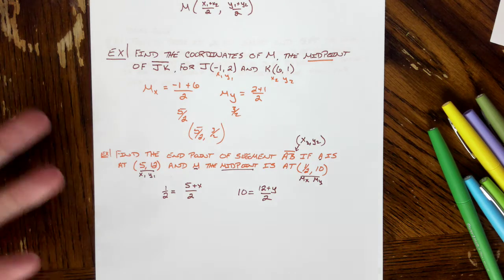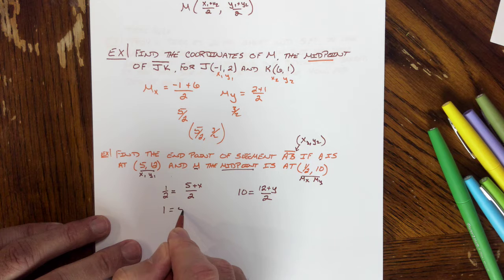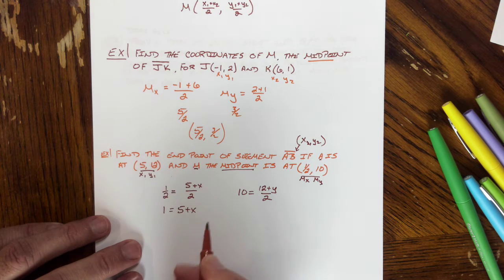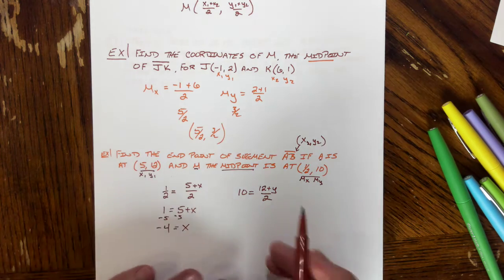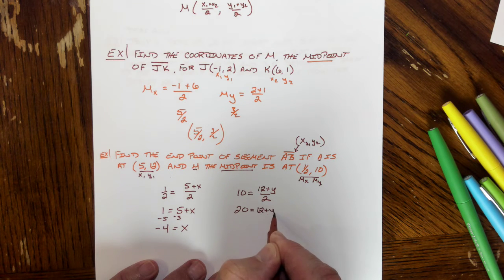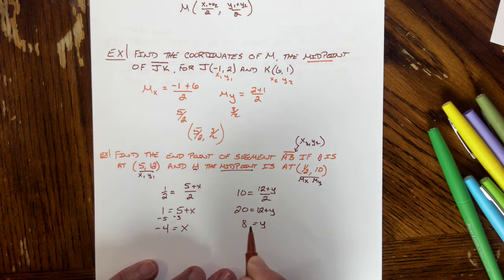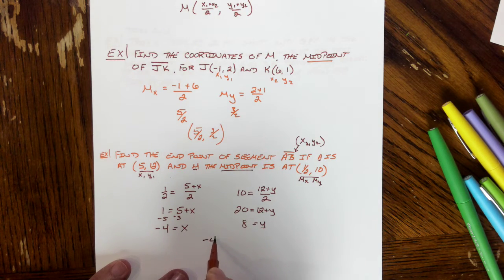So what are you going to do? Solve. Multiply both sides by 2. 1 equals 5 plus X. We're going to subtract our 5. X equals negative 4. Multiply by 2. 20 equals 12 plus Y. Y is equal to 8. So the endpoint B is located at negative 4, positive 8.